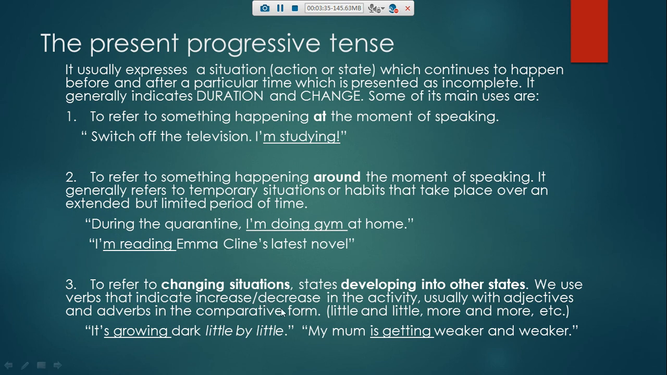Number 3, to refer to changing situations, states, developing into other states. We use verbs that indicate increase or decrease in the activity, usually with adjectives and adverbs in the comparative form. For example, it's growing dark little by little. My mom is getting weaker and weaker. So there's a developing state into another state. It grows from light into dark.